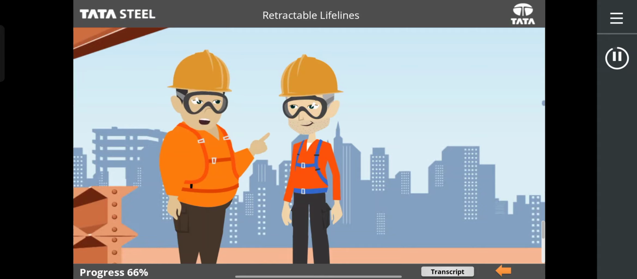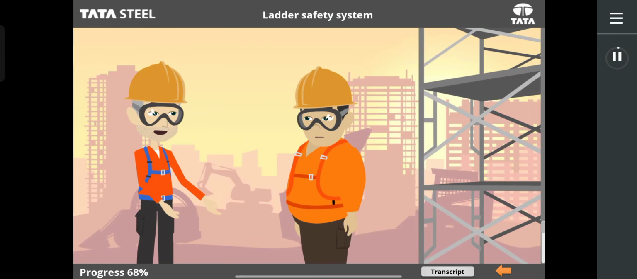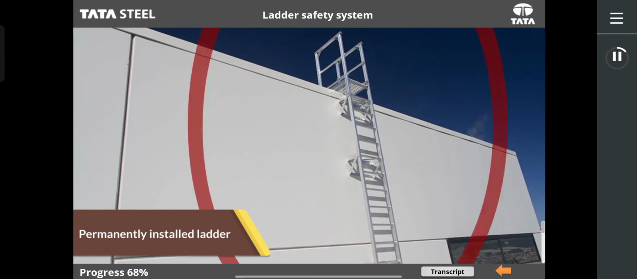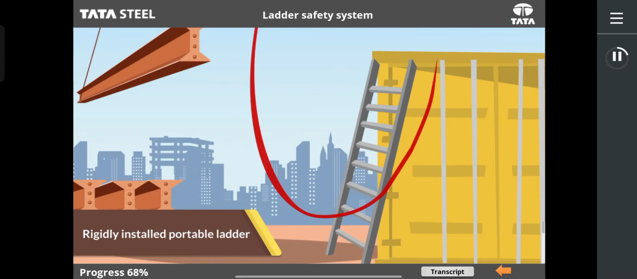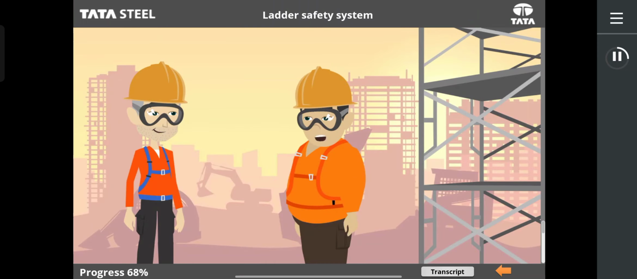Next, let us look into the safety system for ladders. A ladder safety system can be attached to a permanently installed ladder or to a rigidly installed portable ladder. How does the ladder safety system work? The system provides continuous protection while a person ascends or descends the ladder by automatically locking and arresting a fall.